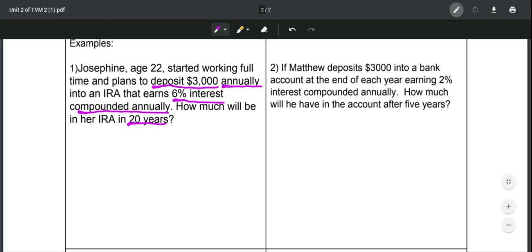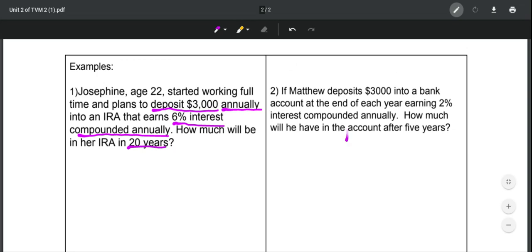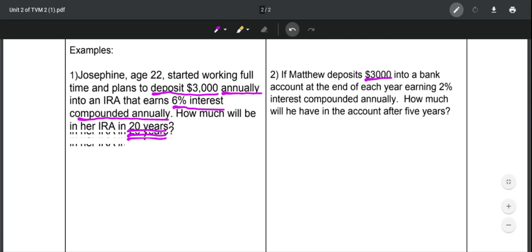All right, so we're going to do this the same way. We're going to go through this word problem and just kind of underline the stuff we need. So it says Matthew deposits $3,000. That just means that's going to be his annuity payment into a bank at the end of each year. That just means he's doing it yearly. If he's doing it at the end of each year, that means he's doing it once per year. And then if it's just 2% interest and it's compounded annually, that means our N is going to be 1. It says how much we have in his account after 5 years. So that's going to be our time.